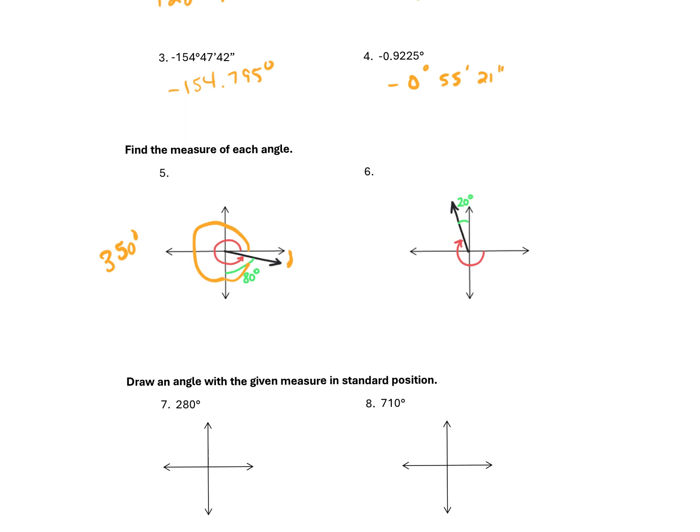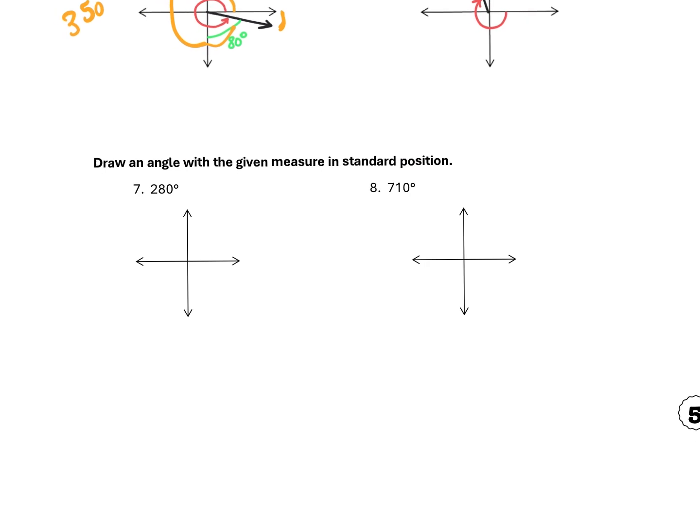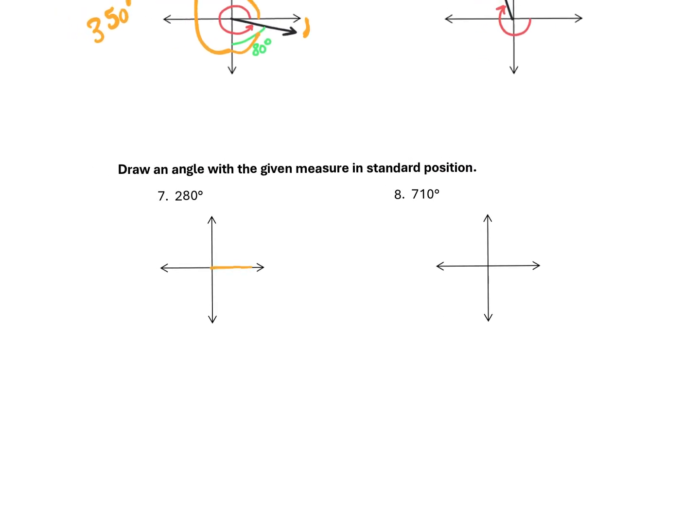Good. Zach, what'd you get for number 6? Yeah, negative 250 degrees. So 20 degrees less than that rotation up to 270. All right, 280 is going to look like this. We're going to start at standard position. We're going to rotate to 270, and then we're going 10 degrees more.